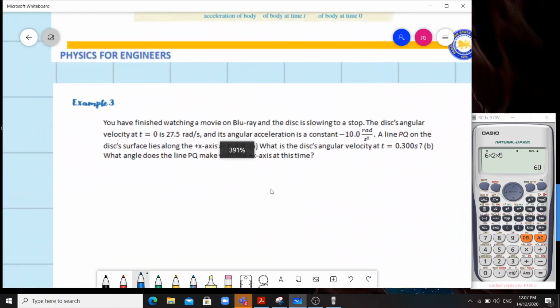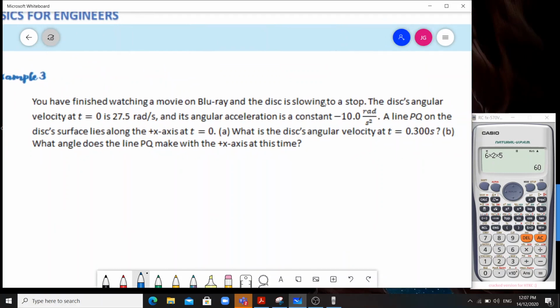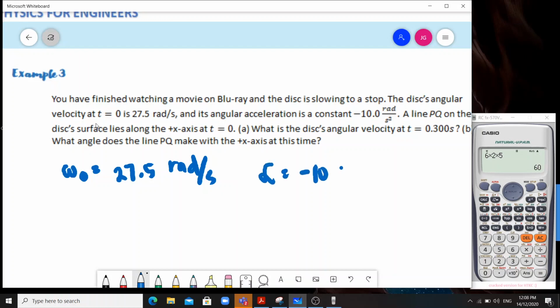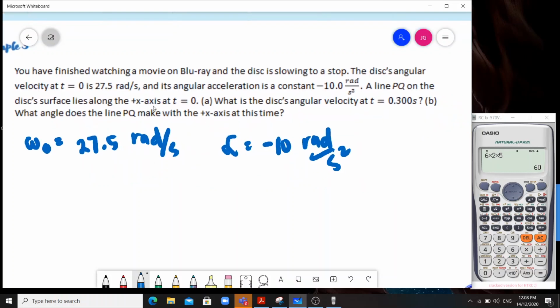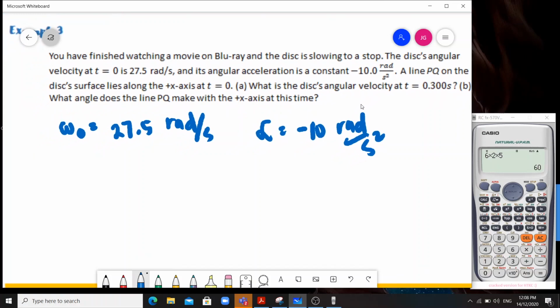So, for example 3, you have finished watching a movie on Blu-ray and the disc is slowing to a stop. The disc angular velocity at t equals 0 is, initially, 27.5 rad per second. And its angular acceleration is a constant, negative 10 rad per second squared. A line PQ on the disk surface lies on the positive x-axis at time 0. What is the disk angular velocity at 0.3 seconds?